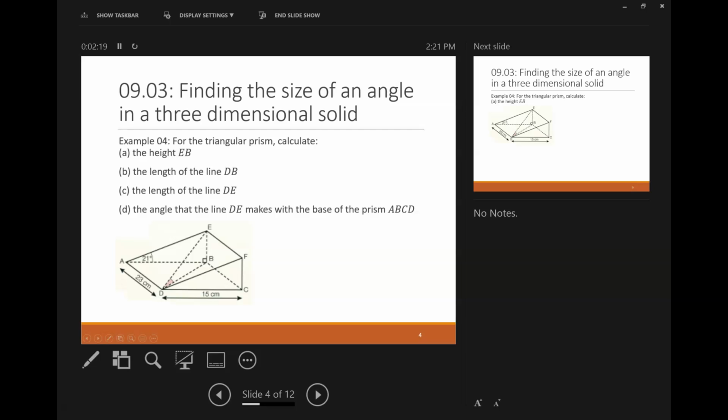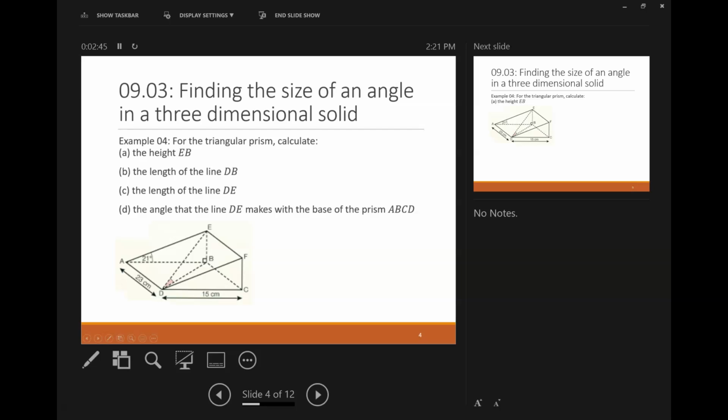Here we have a triangular prism. We want to find a couple of side lengths and then the angle that this line DE makes with the base of that prism. So I've gone ahead and drawn in a calculation triangle here. Everybody see the calculation triangle? Okay.